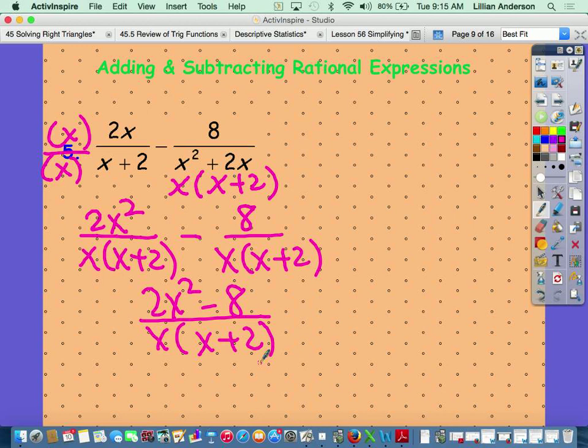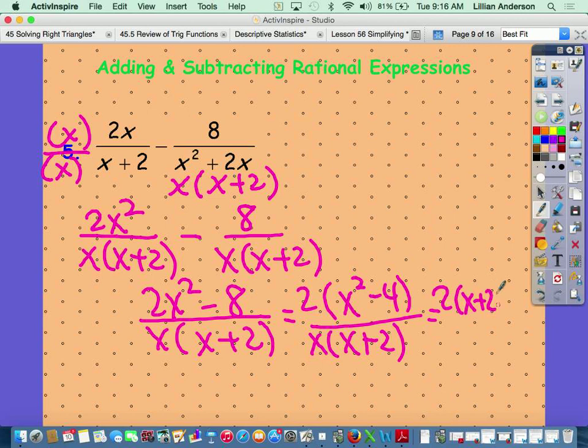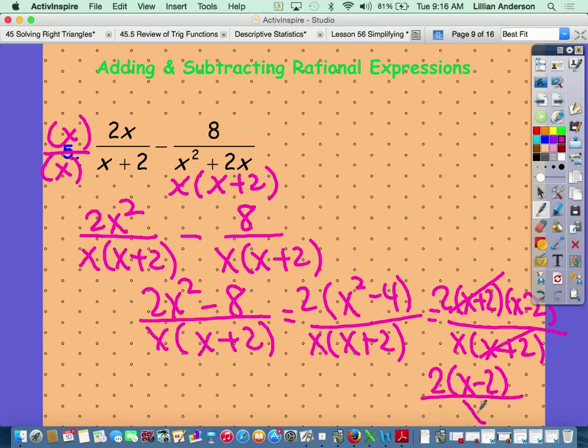I can take out the 2 from the top, that's my GCF. When I take out the 2, what am I left with? And then you can factor the x squared minus 4, right? That is what? X plus 2, x minus 2. Do you see something? The x plus 2's cancel out. So my final answer is 2 times x minus 2, all over x.